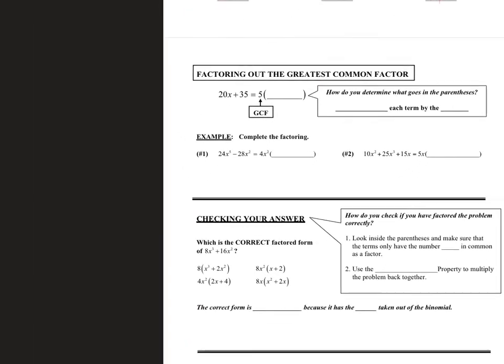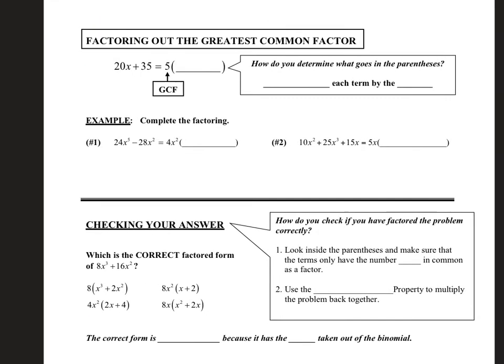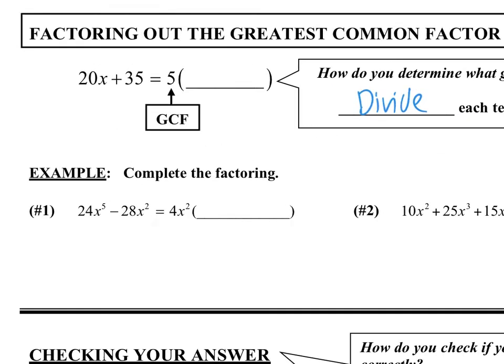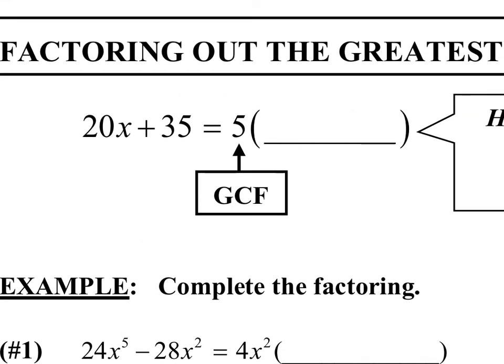All right, moving along. Factoring out the greatest common factor. How do you determine what goes in the parentheses? What you're going to do is after you pull out a GCF, you're going to divide each term by the GCF. And that's what's going to go inside the parentheses here, okay? So we have 20x plus 35, and our GCF is 5. So now I'm going to divide both of these by 5, and that's what's going to go in the parentheses, okay?